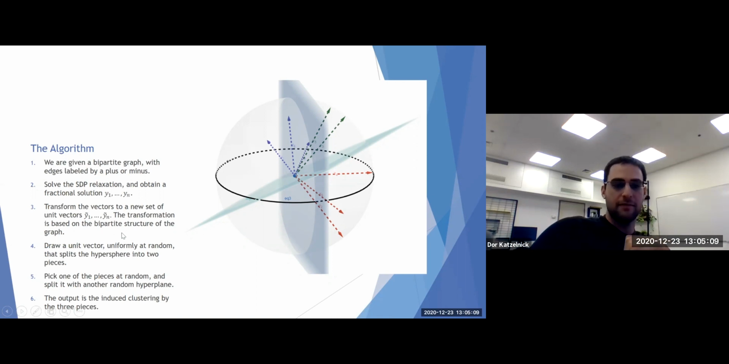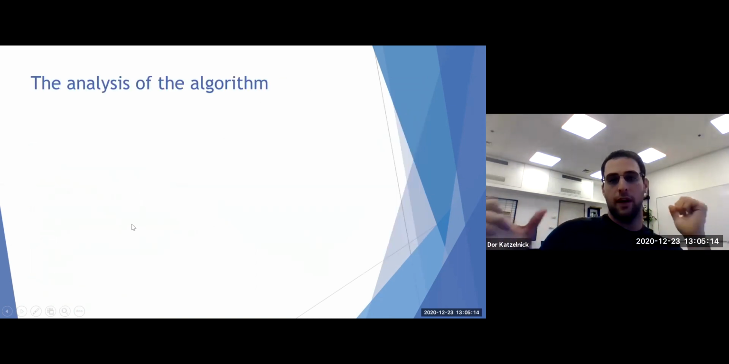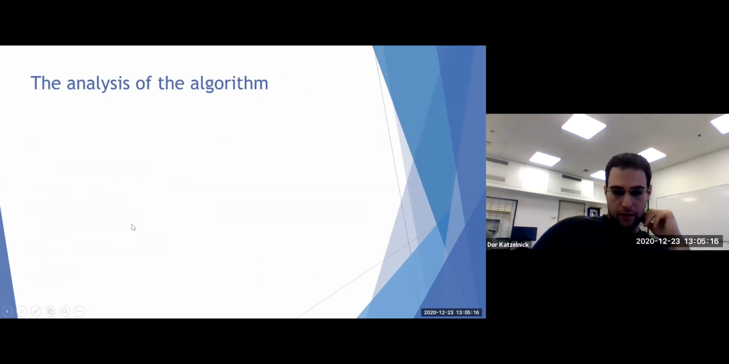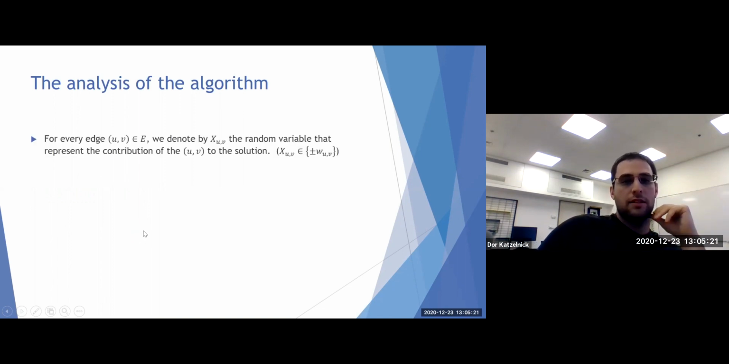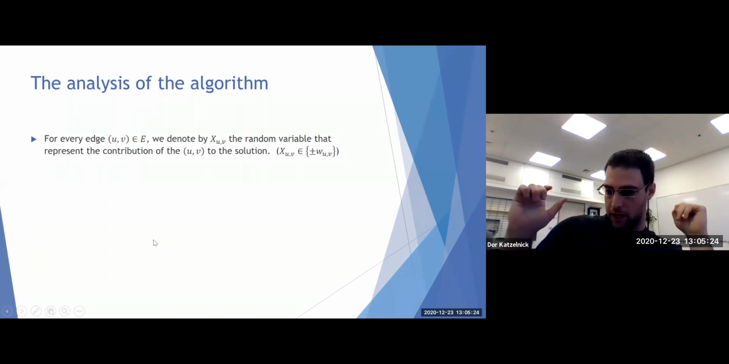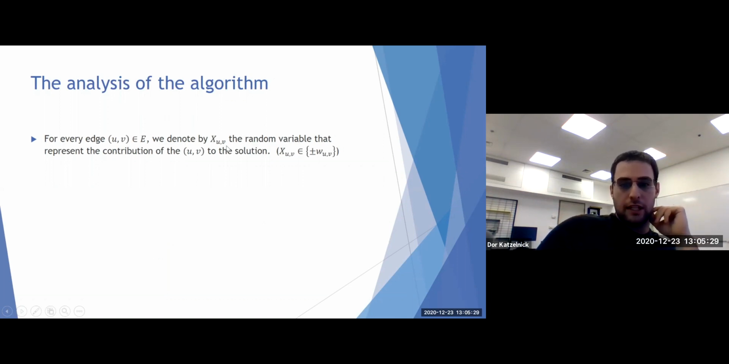Okay, so let's go to the analysis. Indeed, we want to use the fact that the graph is a bipartite graph and achieve this good approximation factor. So how are we going to analyze this algorithm? We're going to analyze it in an edgewise manner. So we denote the contribution of the edge UV with the random variable X_UV. Again, you can see that X_UV will be either plus W_UV or minus W_UV, where W_UV is the weight of the edge UV.